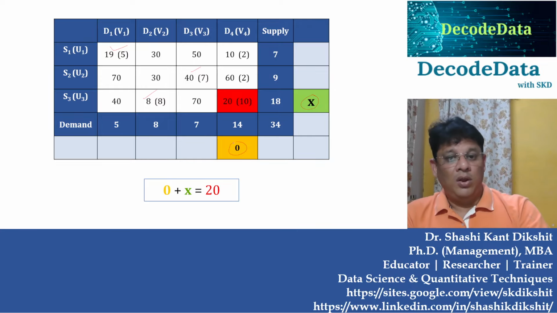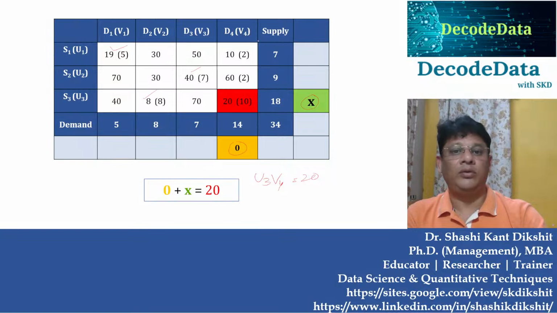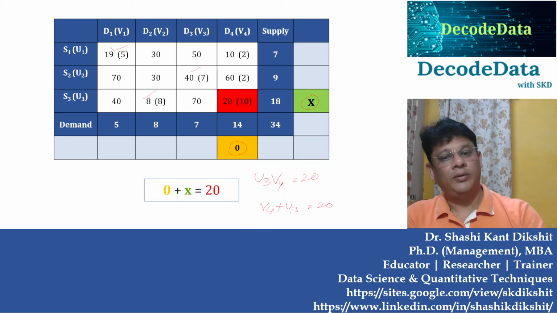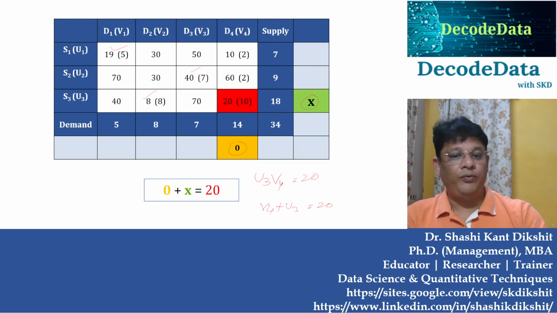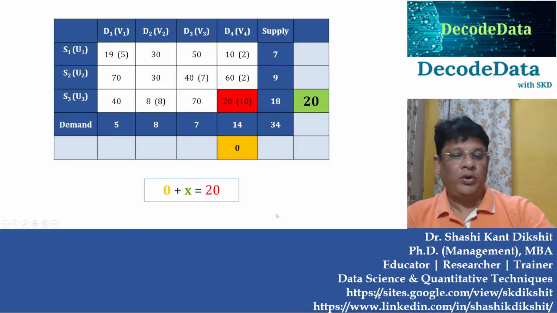Now, for u3, v4, the cell value is 20, right? This is u3 and this is v4, so cell value is 20. So we'll say v4 plus u3 is equal to 20. Now because v4 is 0, u3 will be 20. So I'll mark u3 as 20. Clear? So now 20 is basically the value of u3.